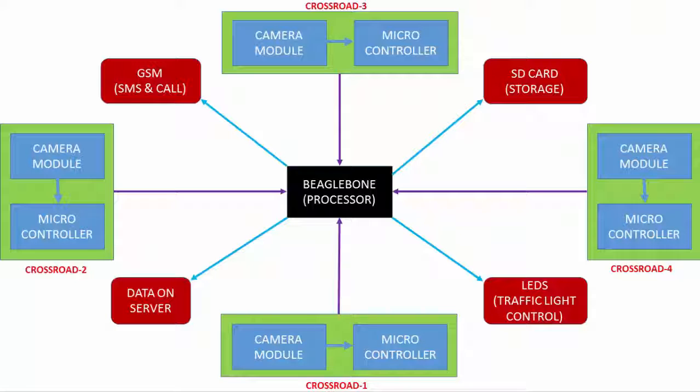We have used GSM for SMS and call. In case there is an accident, it will be recognized using the camera module and the nearest hospital will get an emergency SMS and call. We can also use an SD card to store the data, hence this can be used for surveillance.